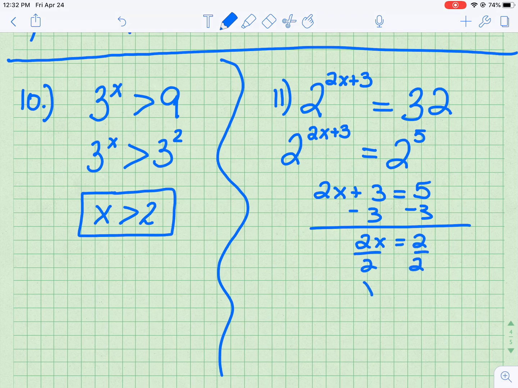So I don't know how many steps you need to take for this, but you can show what you need to show. But the final answer is x equals 1.